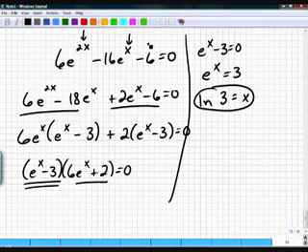Think about e as just a number. e is 2.718. So x equals natural log of 3. If you want to actually find an answer there, that is a number.